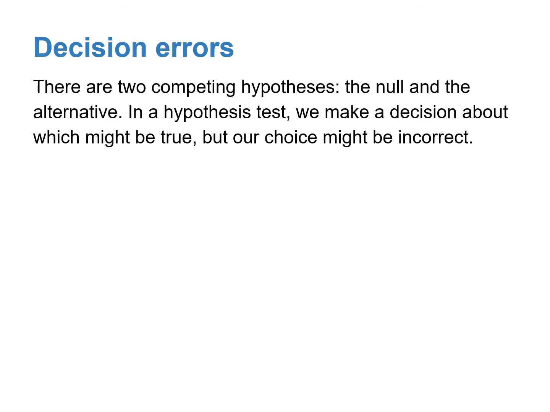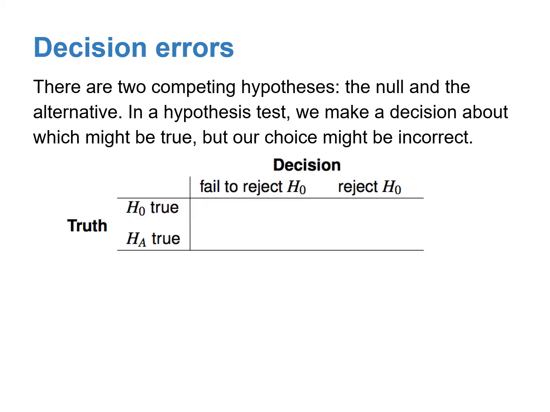In hypothesis testing, we have two competing hypotheses, the null and the alternative. And we make a decision about which one we believe might be true based on the sample data. But it is always possible that our choice might be incorrect. In truth, either the null hypothesis is true or the alternative hypothesis is true. And we'll either decide to fail to reject the null hypothesis or we will reject it.